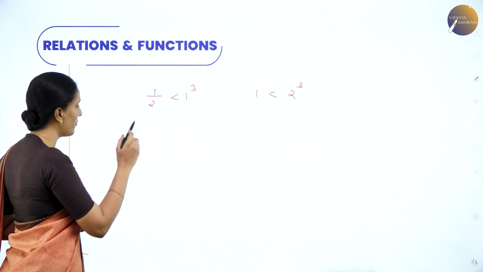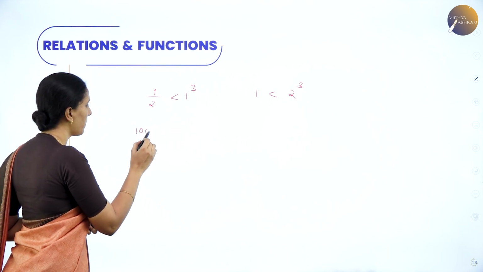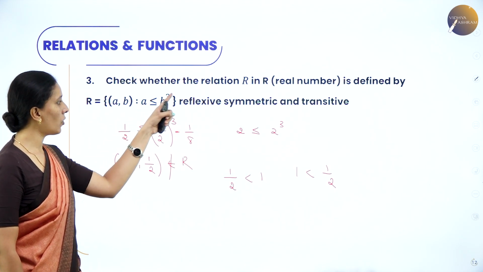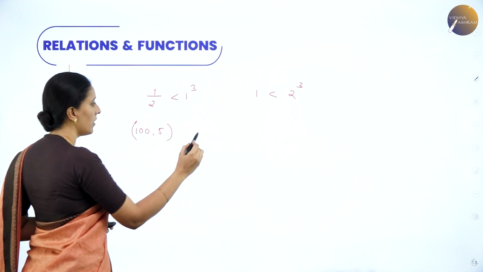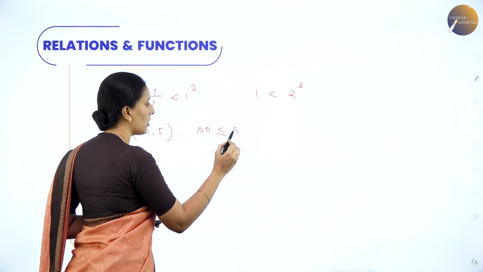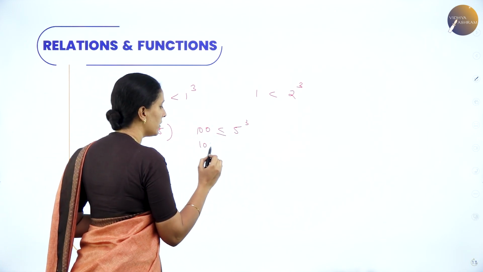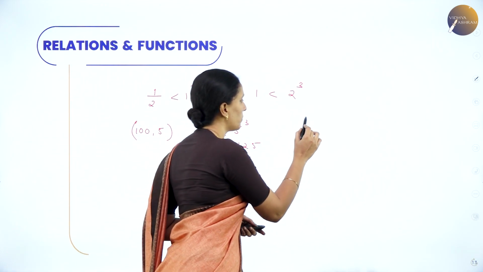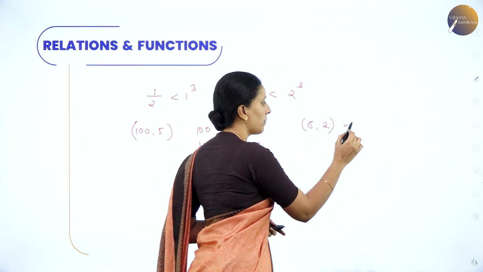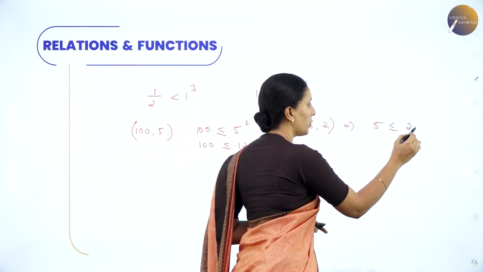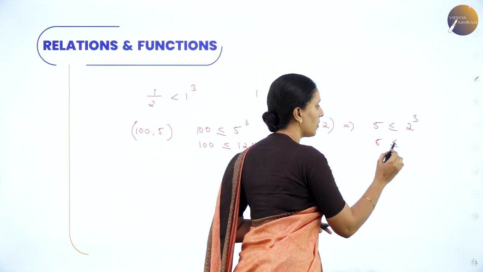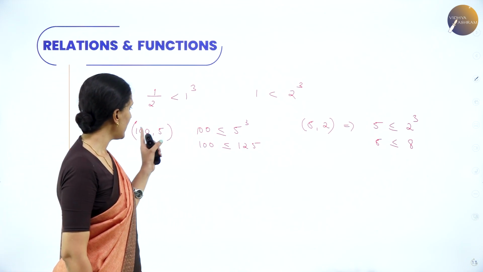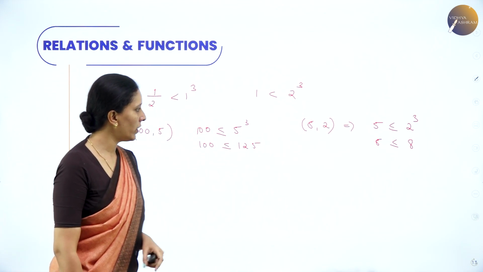Let's take 100 comma 5. According to the given relation, A should be less than or equal to B cube. That means here 100 is less than or equal to 5 cube, so 100 is less than or equal to 125. Now let's take 5 comma 2. This implies 5 is less than or equal to 2 cube, that is 5 is less than or equal to 8. So, now here we can clearly see 100 comma 5 and 5 comma 2 are possible.